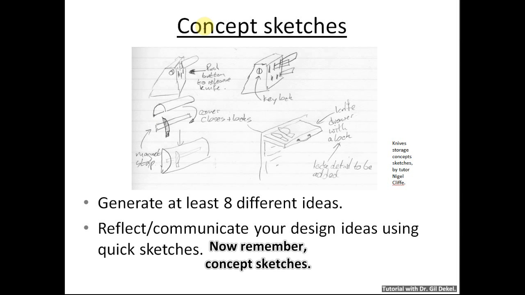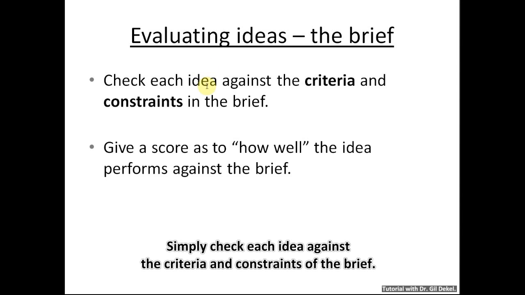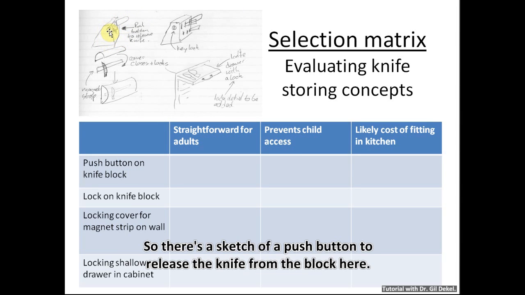Now remember concept sketches. We want to see 8 different ideas at least. You need to evaluate them. How to do so? Simply check each idea against the criteria and constraints of the brief. And the best way to do so is to use a selection matrix. For example, in this little idea here, there's a push button to release a knife from the block.